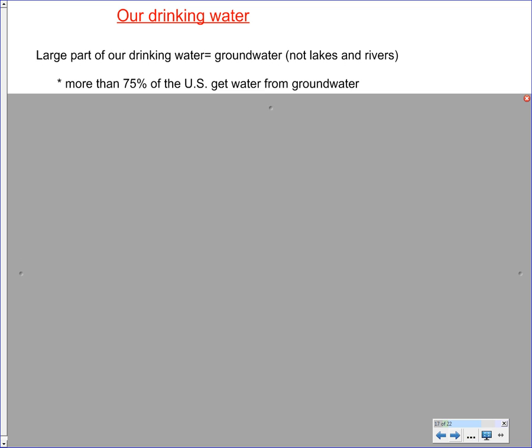75% of the United States get their water from groundwater. So again, the water that we use, the water that we pollute, all is groundwater. The majority of it is groundwater. So we have to take care of the water that we have, or we'll pollute it all, and then we won't have any clean water.